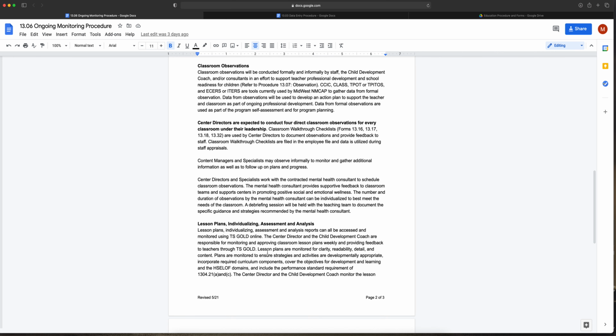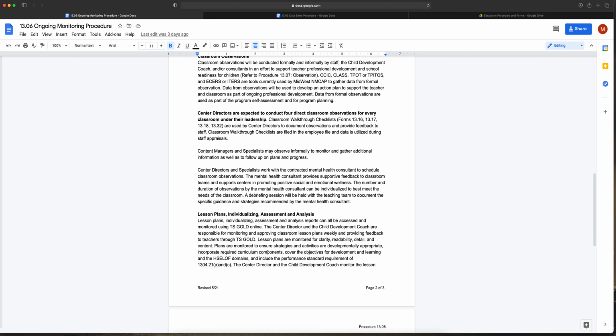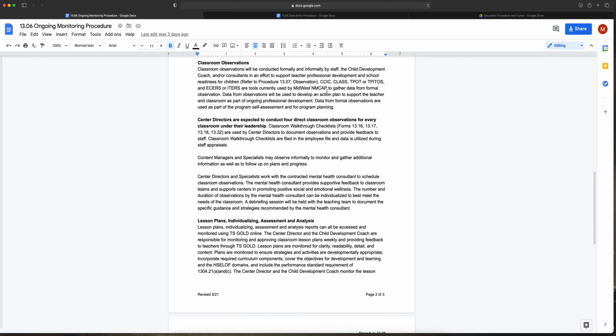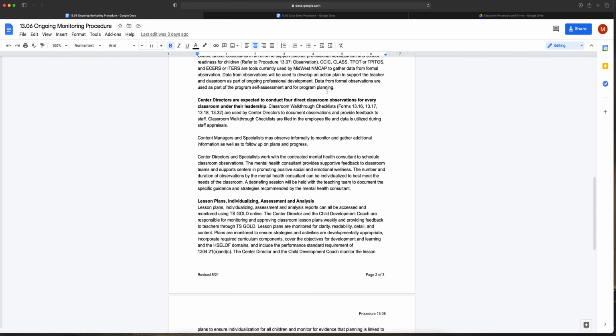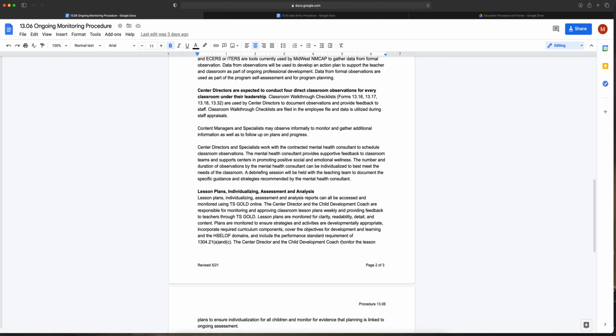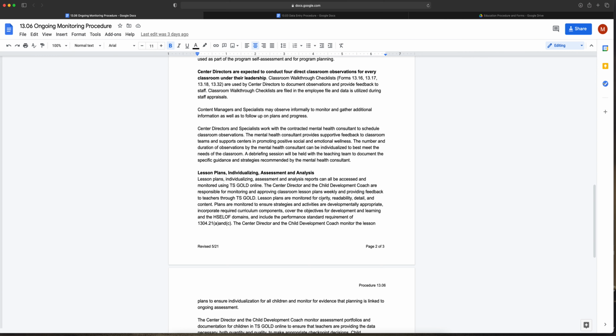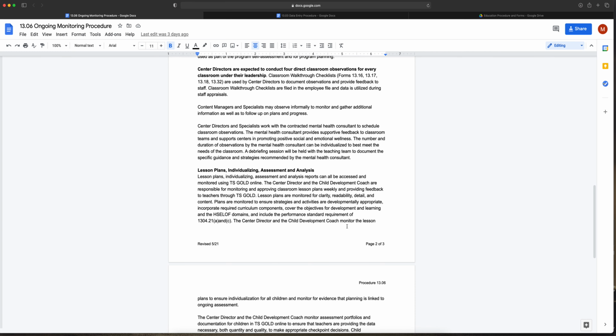We do use certain tools for classroom observations through coaching and through education, and those are discussed here in classroom observations. Center directors conduct 4 classroom observations every year, and they complete a form titled Classroom Walkthrough Checklist, and those forms are in the teacher binder and are also in the procedures folder. Again, managers and specialists might observe informally, and they will leave some observation data and feedback at the end of that, and provide a debriefing session for any questions.